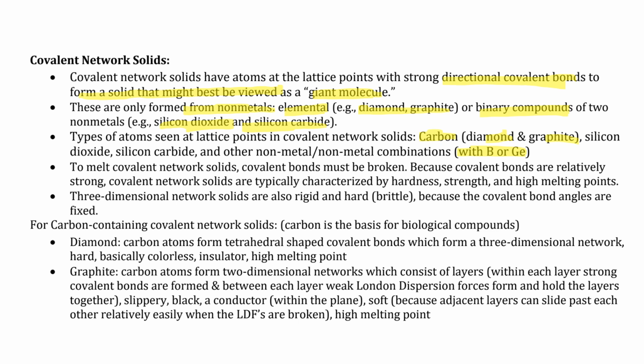To melt covalent network solids, covalent bonds must be broken. Because covalent bonds are relatively strong, they're characterized by hardness, strength, and high melting points. They're also rigid and hard/brittle because the covalent bonds are fixed. For carbon-containing covalent network solids like diamond and graphite, they're described here. So diamond, carbon atoms form tetrahedral-shaped covalent bonds with a 3D structure, hence the diamond part. Graphite is a two-dimensional network, which consists of layers, with strong covalent bonds within each layer. High melting points. Colorless insulators, stuff like that.